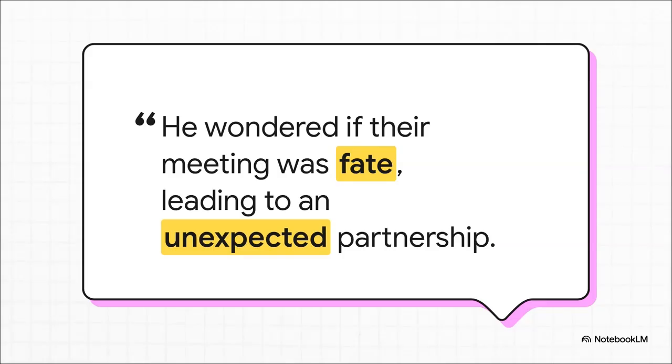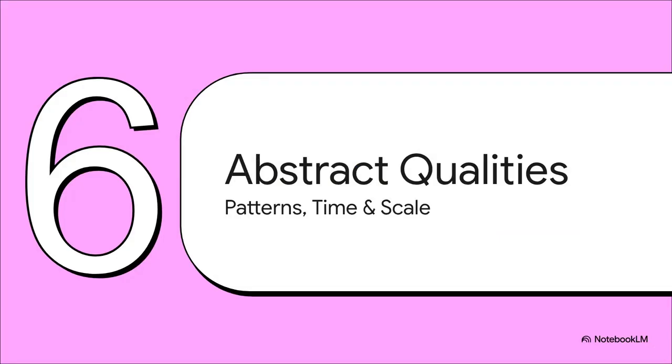This brings us to the idea of fate. Fate is the belief that our lives are already planned out, that certain things are just meant to happen. It's really another word for destiny. You might say, he felt it was his fate to become an artist. And for our final section, let's look at a few abstract qualities. These words describe bigger ideas like patterns, time, and how we measure things.